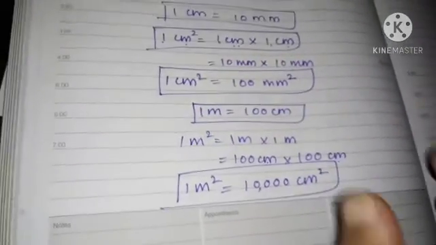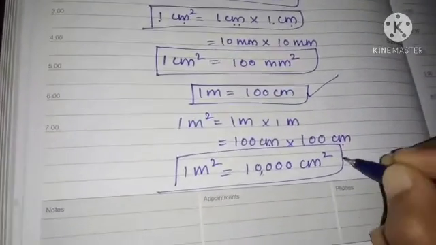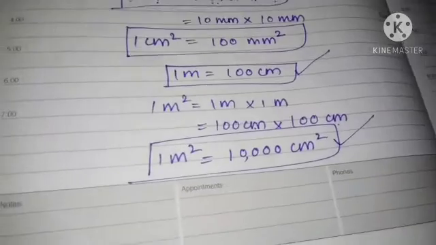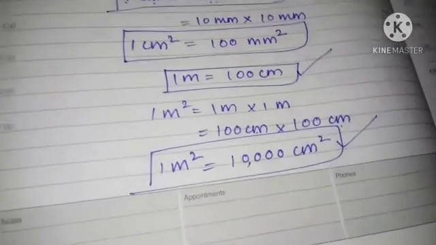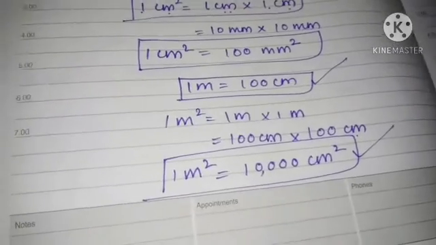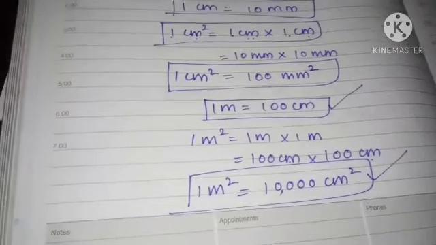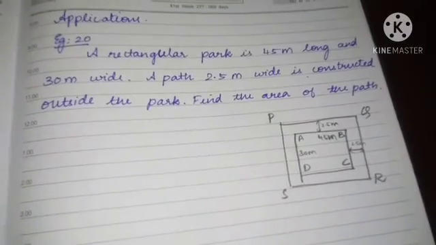See, can you feel the drastic change here? 1 meter is equal to 100 centimeter, but here 1 meter square is equal to 10,000 centimeter square. So this is the conversion of units. From one unit to another unit, we have to convert like this. Okay, understood, children? Next is your applications.